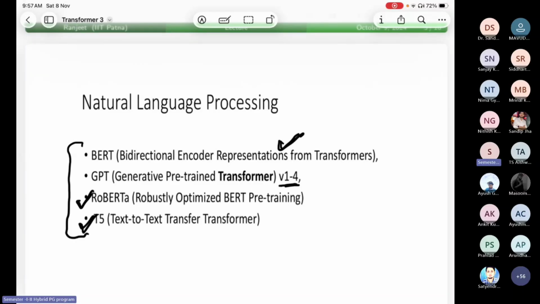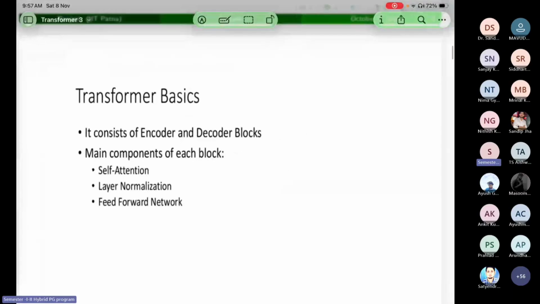These are a few variants of the transformer, but there are a huge number of variants. If you search on Google, you can find how many different types of transformer variants there are. So with that, let us begin with the transformer and dive into it.